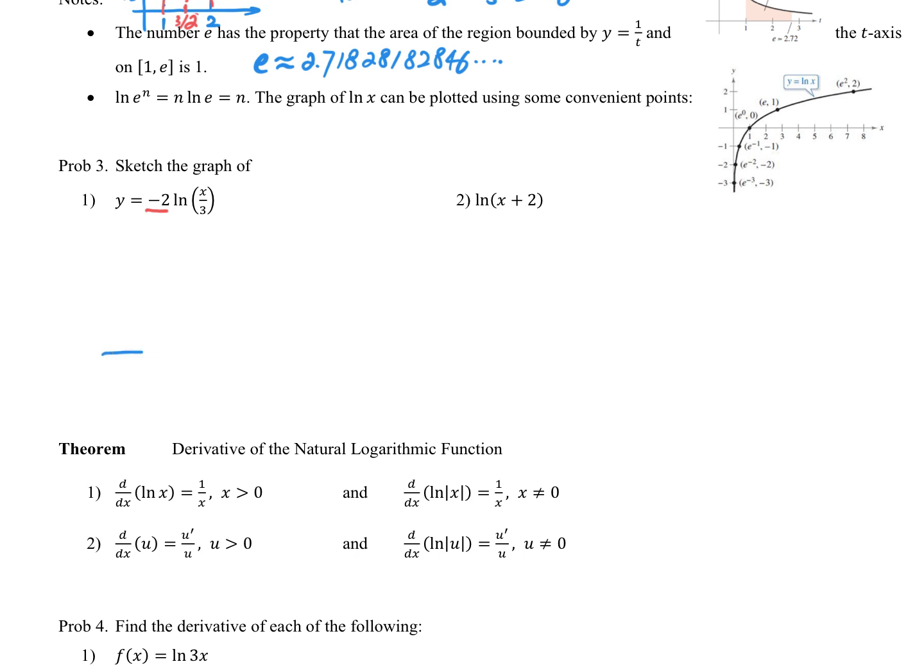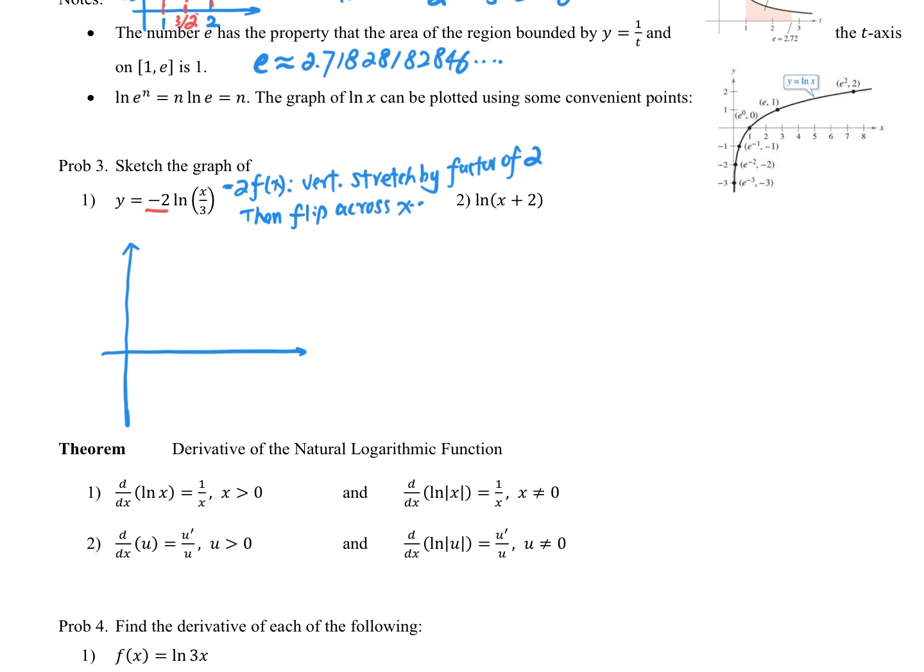So I'm going to make a very rough sketch. It doesn't mean to be accurate, but I'll try to reflect the idea of using transformations to make a sketch. This negative 2 means, just think about negative 2 times f of x, right? So it's a vertical stretch by a factor of 2, and then flip across the x-axis.